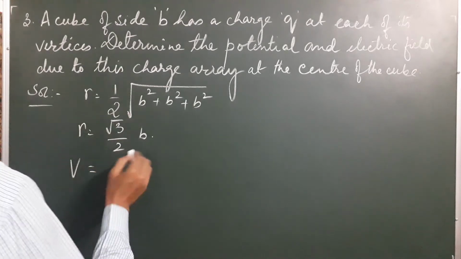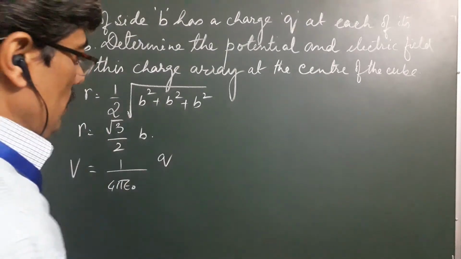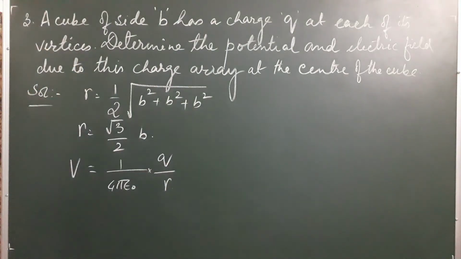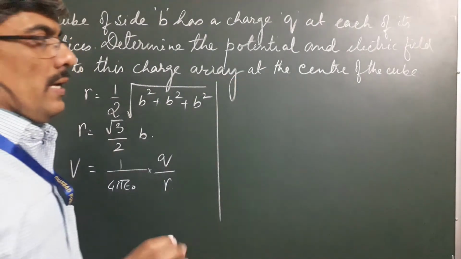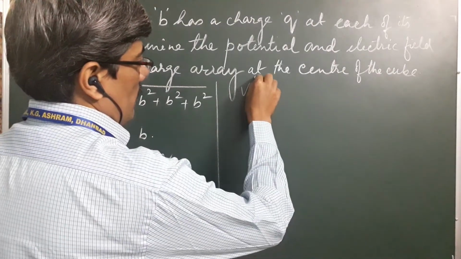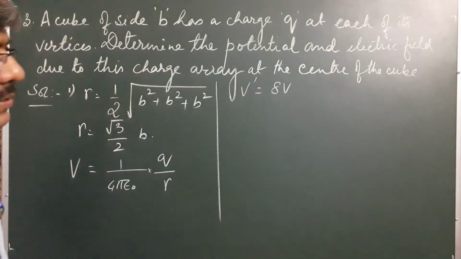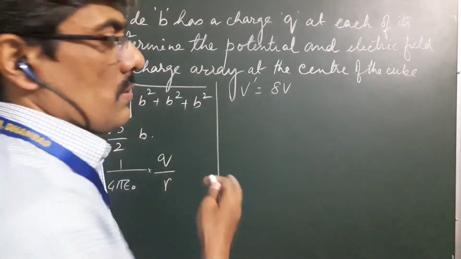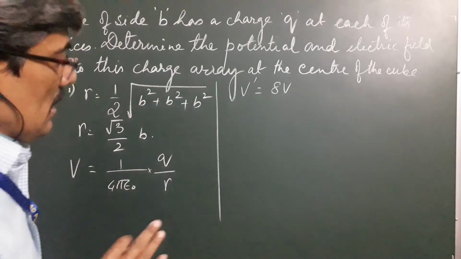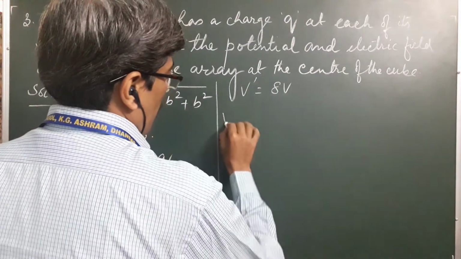That is equal to 1 by 4 pi epsilon naught, if Q is one charge, multiplied by Q by R. This is the value. Now for all 8 charges, the potential would be V dash equals 8 times the potential, because potential simply gets added, with proper sign. Since all the charges have the same sign, no need to worry, we simply multiply it by 8.